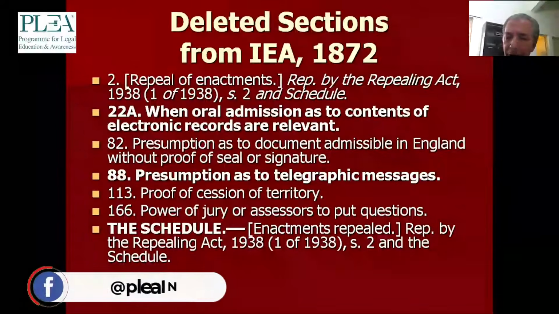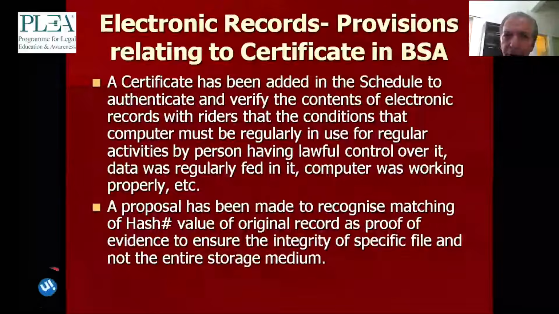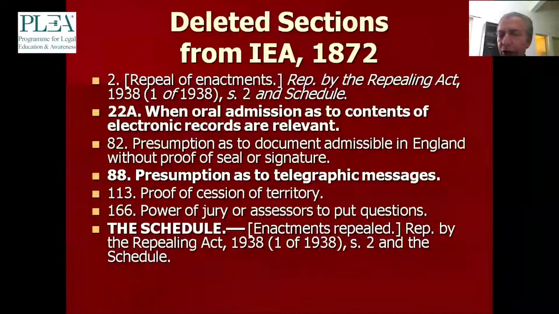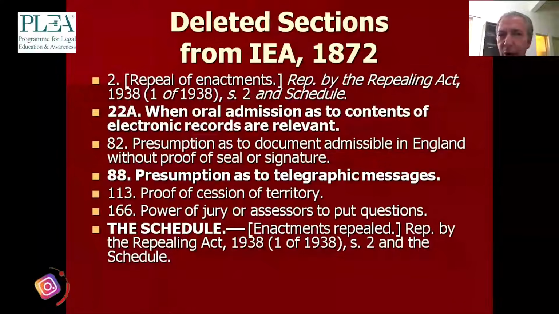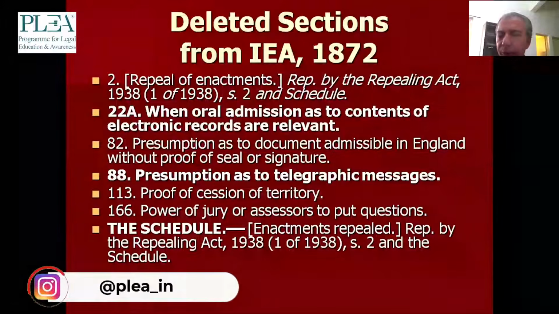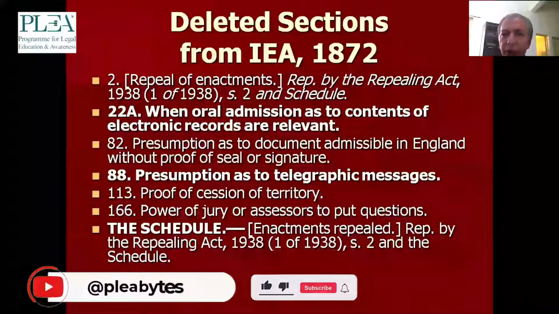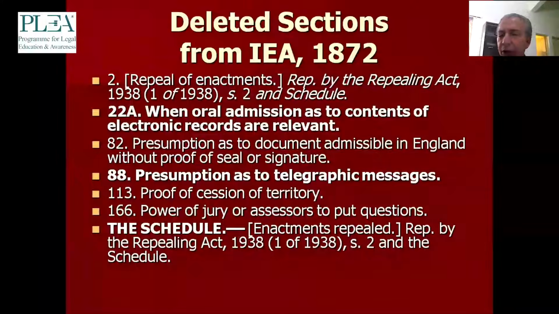Now we see the deleted sections from the Indian Evidence Act 1872. So see, these are the sections that have been deleted. The only one relevant as far as electronic evidence is concerned is section 22A, when oral admission as to contents of electronic records are relevant. That has been omitted because now there is a completely new provision made for it. Then 88, presumption as to telegraphic messages. Telegraph services were stopped by the Department of Post in 2013, and therefore it had become obsolete, and therefore it has been repealed. The previous schedule was already repealed in 1938.